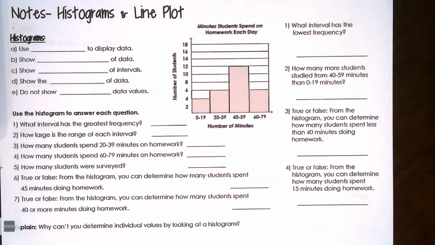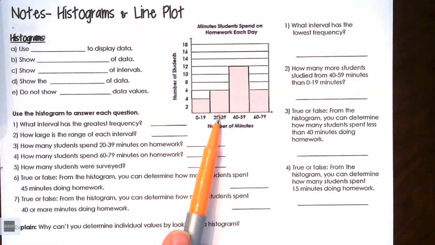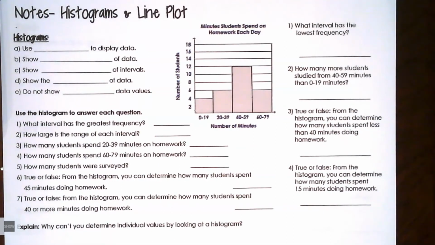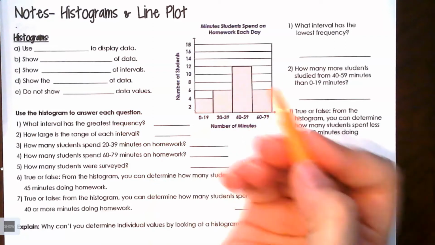A histogram is a type of bar graph, but notice that the bars are touching, and we'll talk about why these bars touch as compared to the bars on a regular bar graph where they do not touch. Alright, so these are going to be some characteristics about histograms.